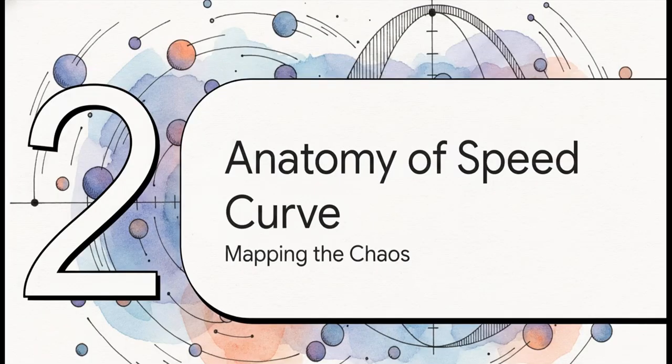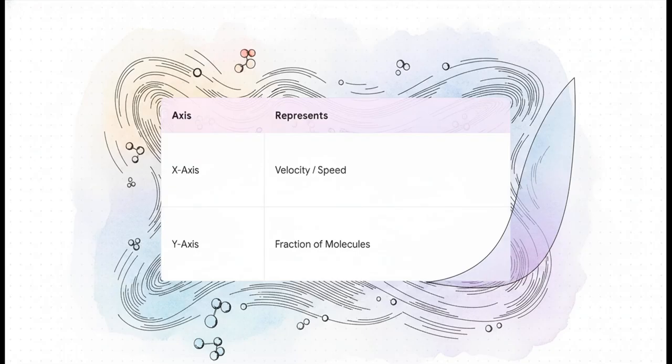Moving on to Section 2, Anatomy of the Speed Curve. Let's see how this all builds into a graphical representation. Okay, so to actually make sense of billions of random collisions, we use a specific graph called the Maxwell-Boltzmann distribution curve. Now, before we look at the shape of the curve itself, let's break down exactly what we're measuring.